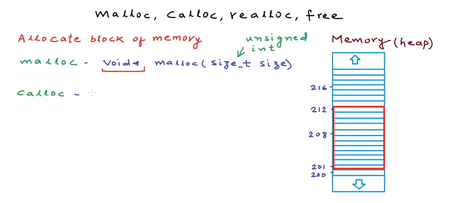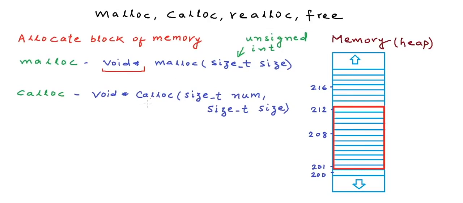The signature or definition of calloc is something like this. Calloc also does the same stuff as malloc. It is only slightly different. Calloc also returns a void pointer, but calloc takes 2 arguments instead of 1 argument. The first argument is the number of elements of a particular data type, and the second argument is the size of the data type.